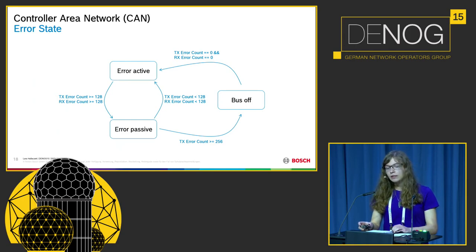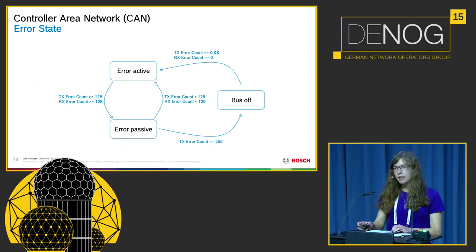Each node counts their errors, and depending on how many errors they observed, they switch to different states. A node usually starts in error active. In this state, they send their error frames as dominant bits, so they send 6 zeros when they see an error. That means they can interrupt other frames.